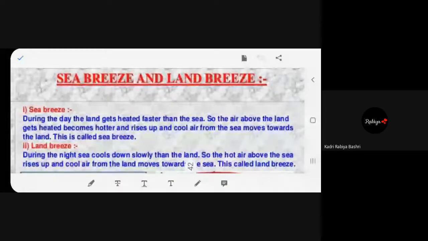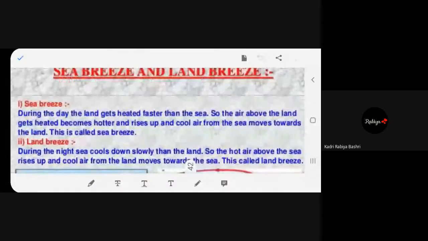So we are at the end of the chapter regarding sea breeze and land breeze. This is the last part of the chapter, lesson number 4, heat. So now we are going to study regarding sea breeze and land breeze. First, we will start with the sea breeze.